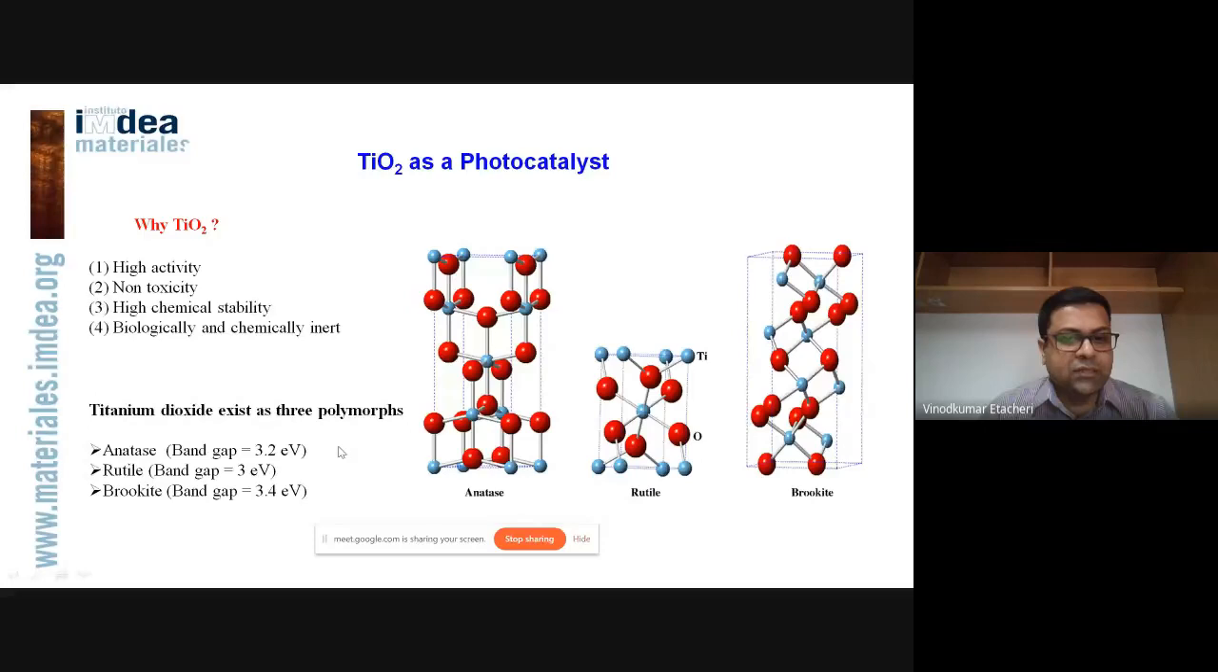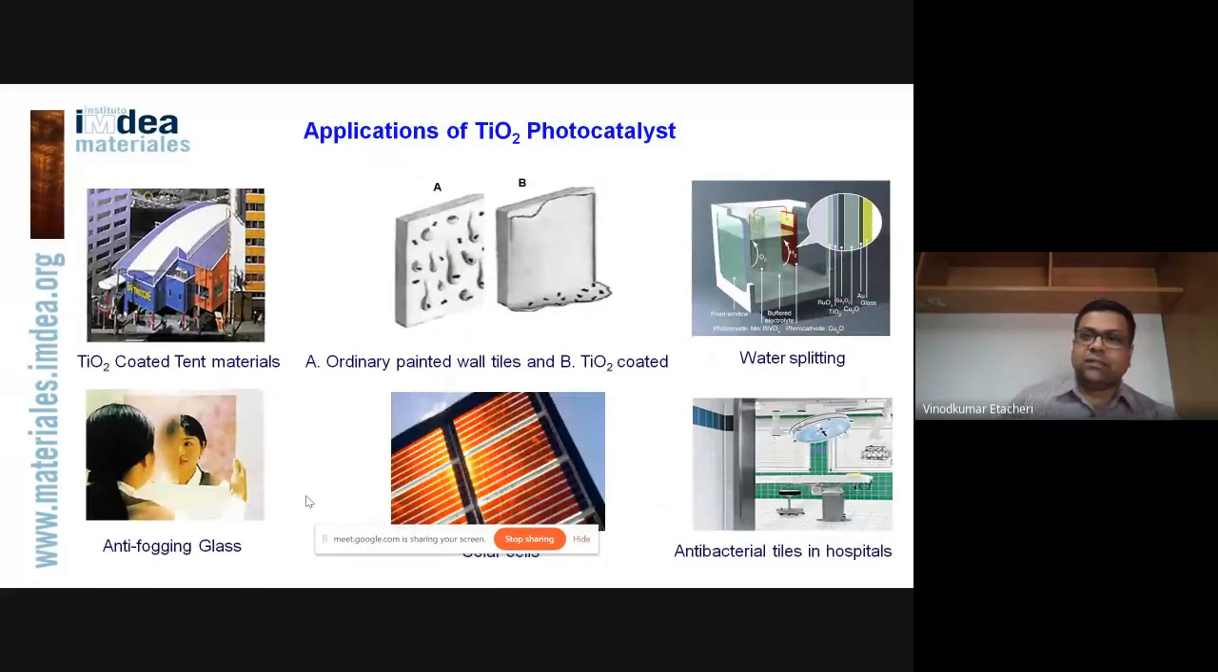The anatase structure limits electron hole recombination compared to rutile and brookite. And in brookite, it's difficult to create electron hole pairs because of the wide band gap, so we need to supply extra energy to create electrons and holes. So this is an overview of TiO2 as a photocatalyst, why it is very attractive, and why it's the most widely used catalyst. Let's see some of the applications of TiO2 photocatalyst.